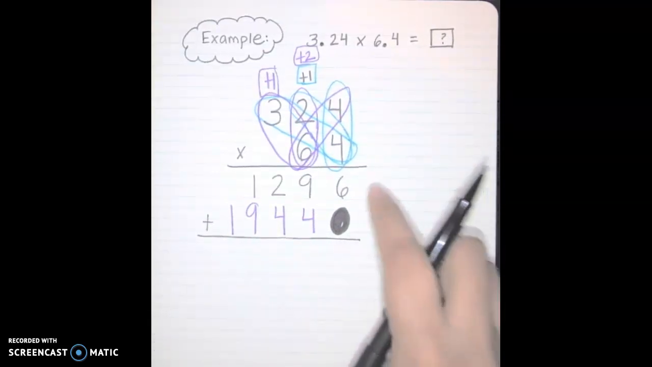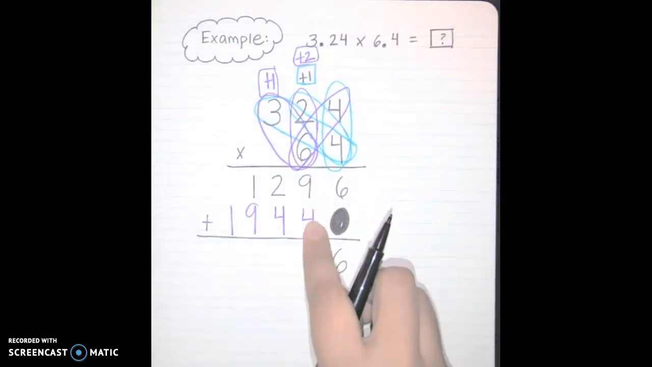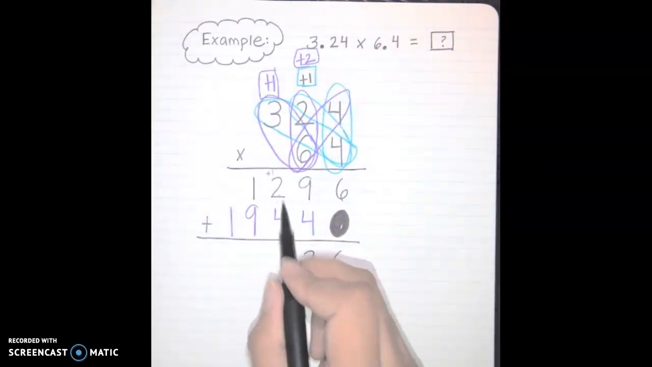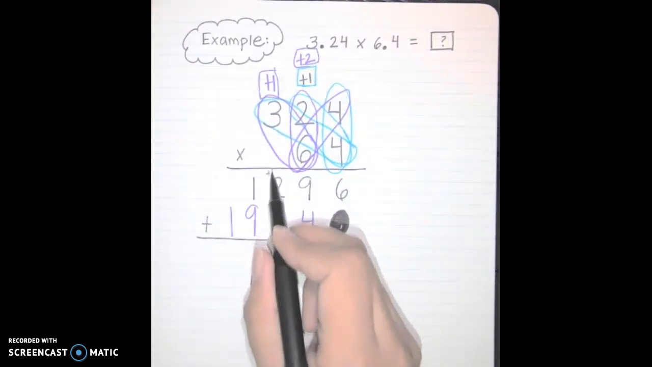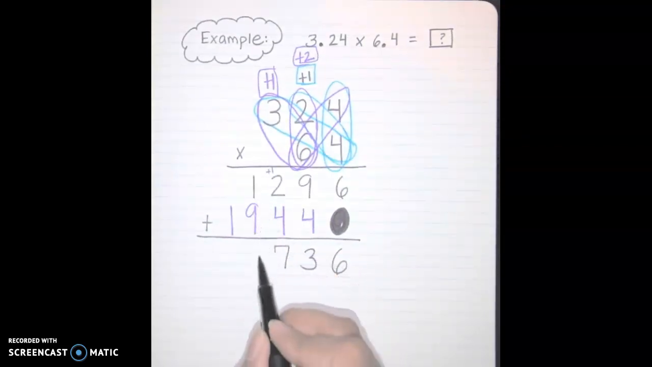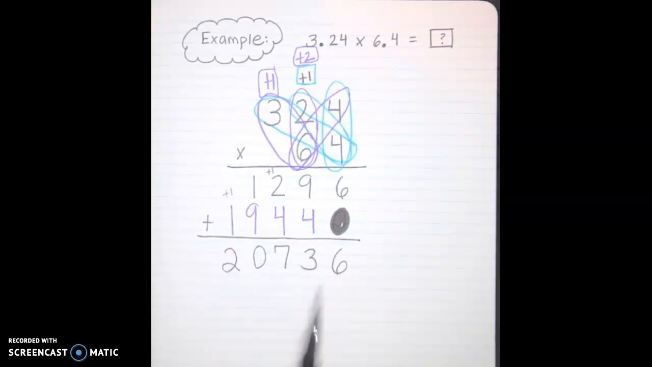6 plus 0 is 6. 9 plus 4 is 13, carry over 1. 2 plus 4 equals 6, plus 1 is 7. 1 plus 9 equals 10, carry over 1. And 1 plus 1 equals 2. I am done. This is my product.